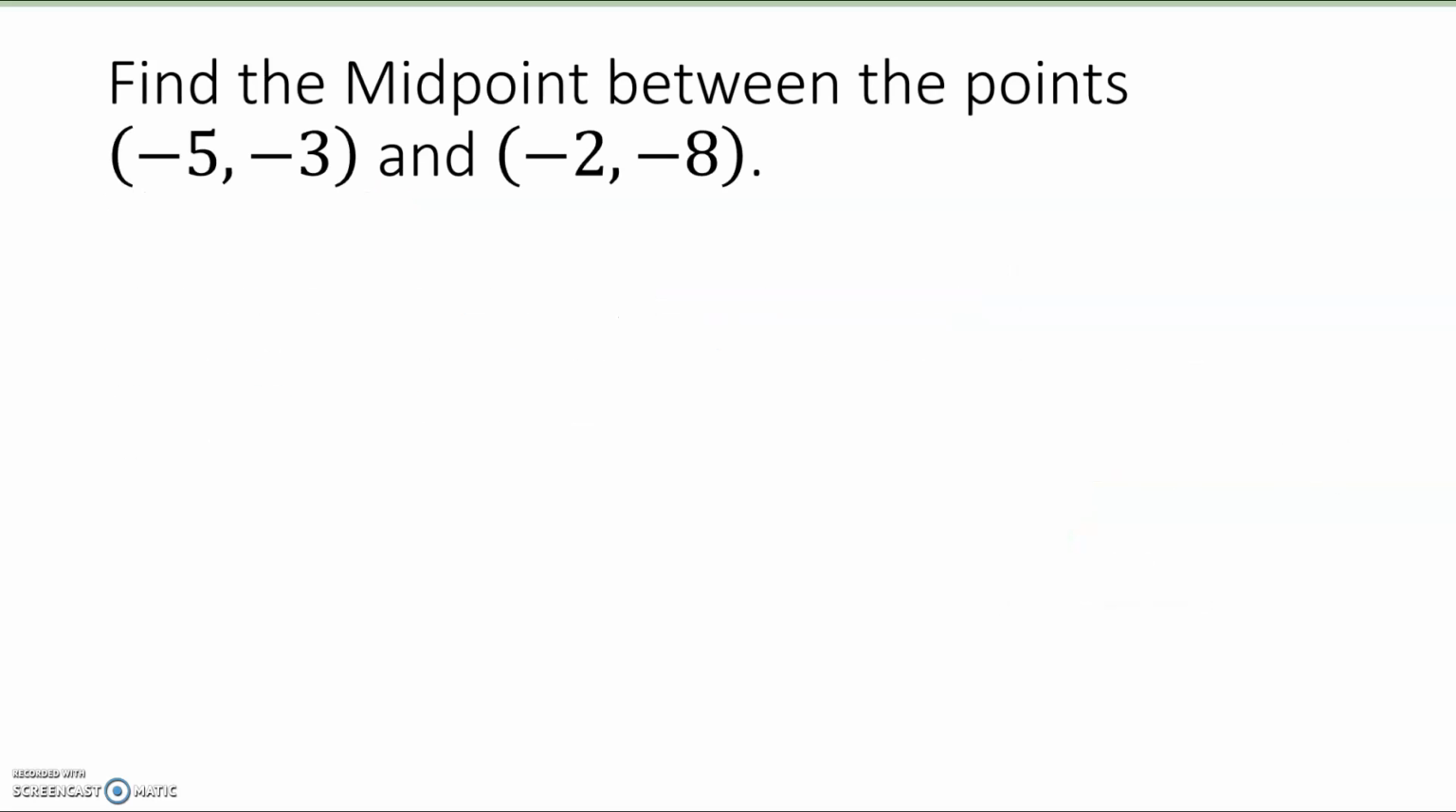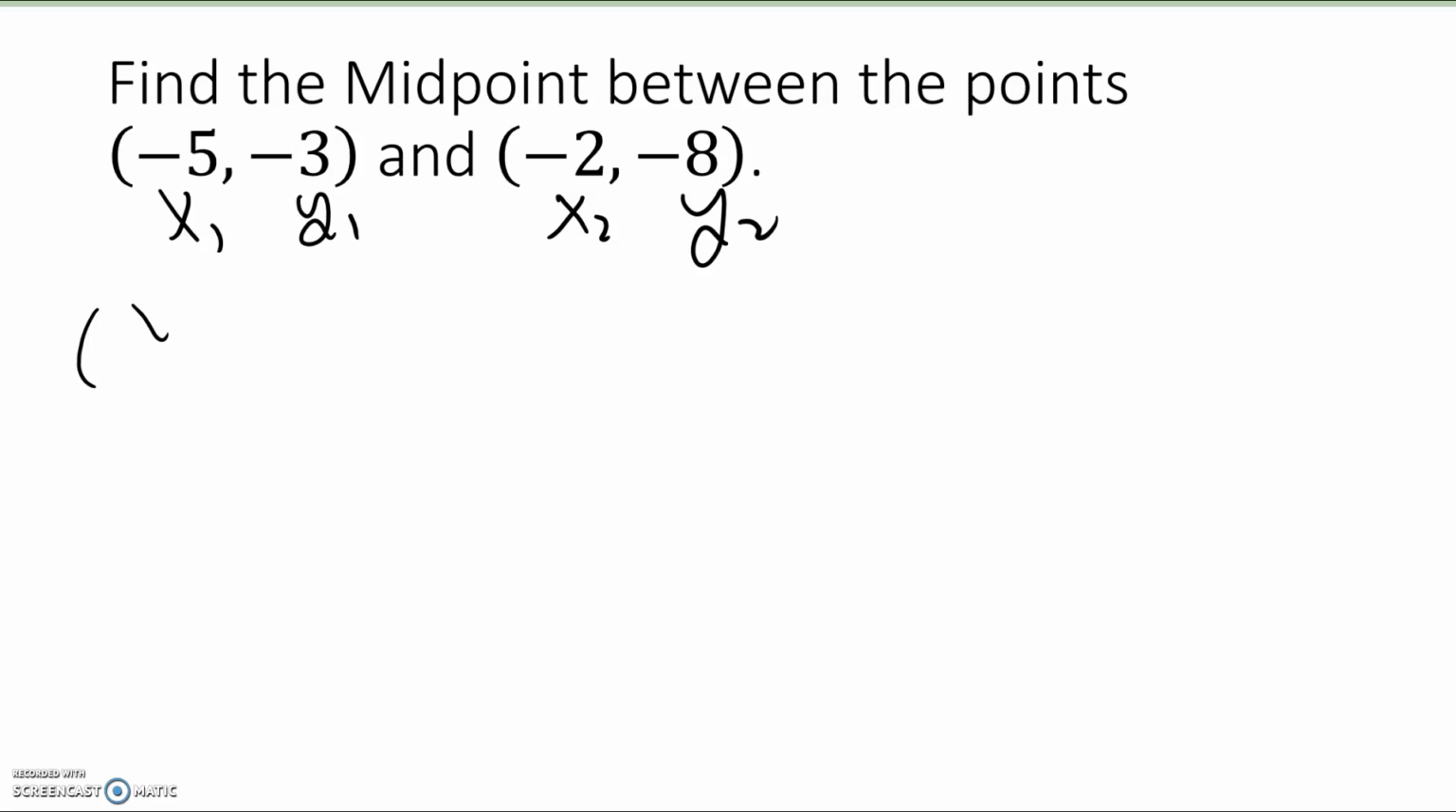Looking at this one, find the midpoint between the points (-5, -3) and (-2, -8). I'm just going to say this is going to be my x sub 1, y sub 1. This will be my x sub 2, y sub 2. And you could have said that this is x sub 2, y sub 2, and this is going to be x sub 1, y sub 1. You could have switched them around like that. That's fine. It doesn't matter. Your answer will come out the same.